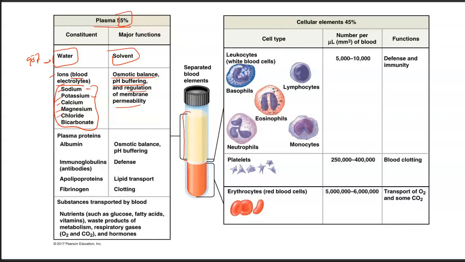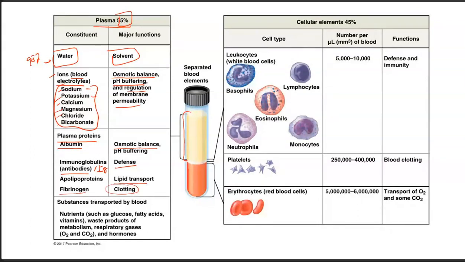Next, you have the plasma proteins. The plasma proteins contain albumin. The function of albumin is involvement in osmotic balance and also pH buffering. And then you have the antibodies, or immunoglobulin, Ig. Ig is not Instagram, but immunoglobulin, which functions in defense. And then apolipoprotein, to transport lipid. And then fibrinogen, involved in blood clotting.